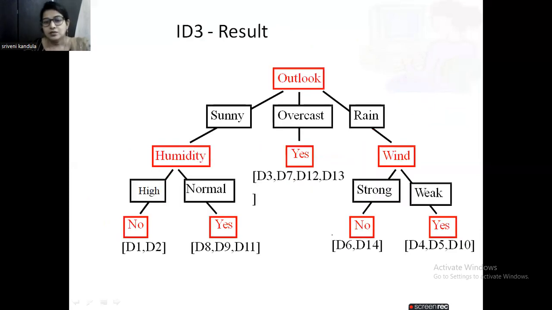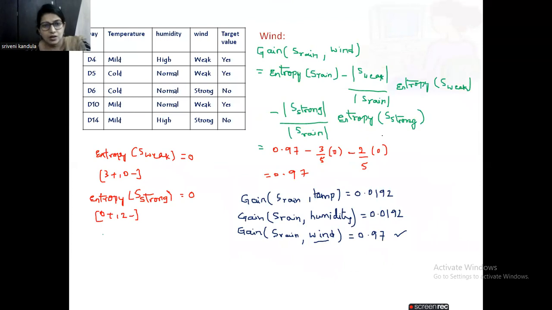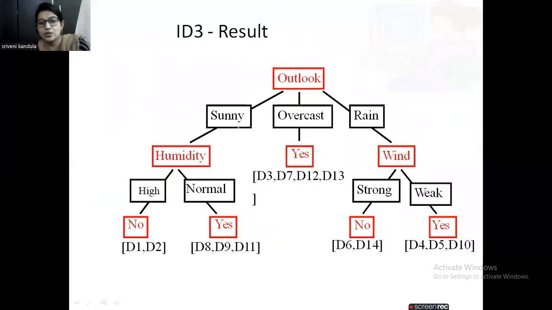So this is the final decision tree we have obtained. Wind has 2 possible values, strong and weak. All strong have value no, and all weak have value yes. If you see this, wind is the deciding parameter. Weak 1, 2, and 3. All the 3 weak are positive. From D4, D5, and D10, we can say yes. And from D6 and D14, we can say no. So this is what we have mentioned here.